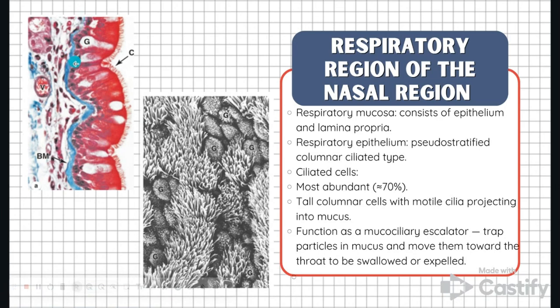Here you're going to have the red blood vessels. Excuse me. You're going to have blood vessels here. And the A is for adventitia. We're going to discuss that later. So here, respiratory mucosa is going to consist of epithelium and lamina propria.